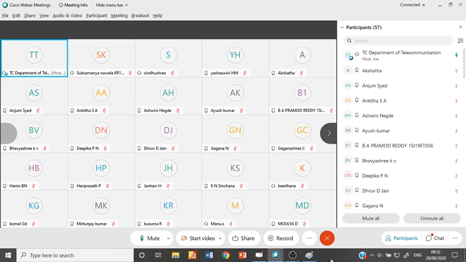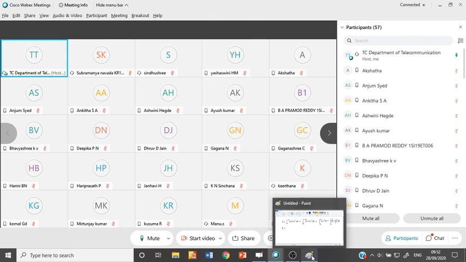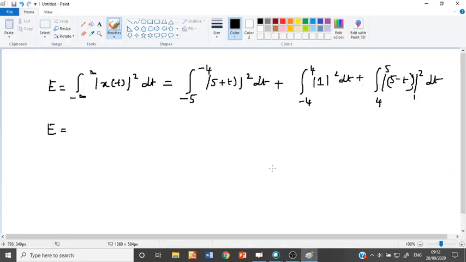Okay. So try to do this, and you will get the result. For this problem the answer is around 26 by 3. So the energy, you will get 26 by 3. Try to solve this one and get the answer. Okay, I'll stop here.